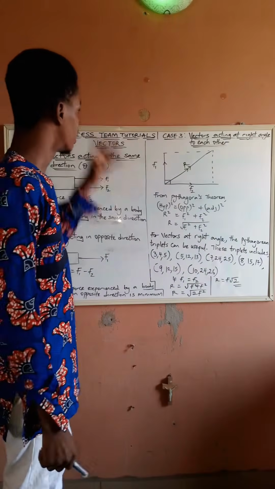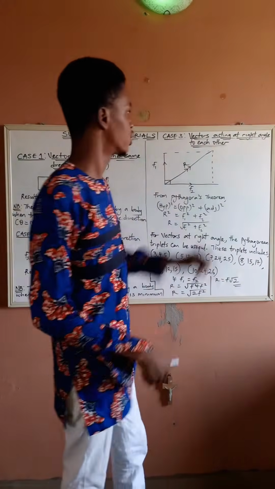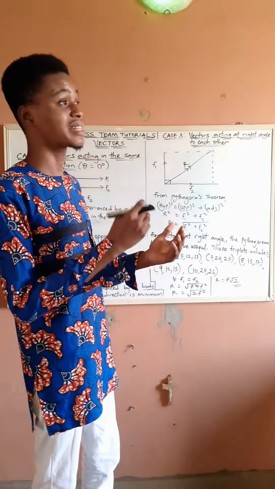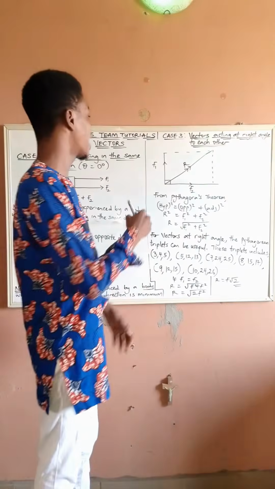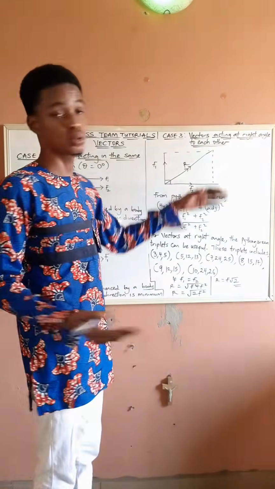Let's move to case 3. I said that vectors acting at right angle to each other. Now when we say that something is acting at right angle to each other, it means that the angle between the two forces is 90 degrees, or they are perpendicular to each other.